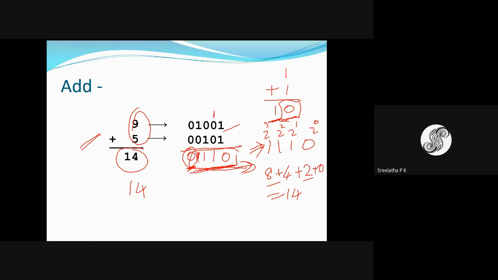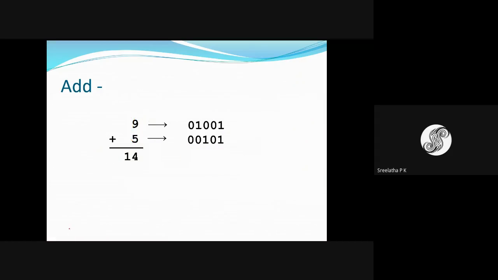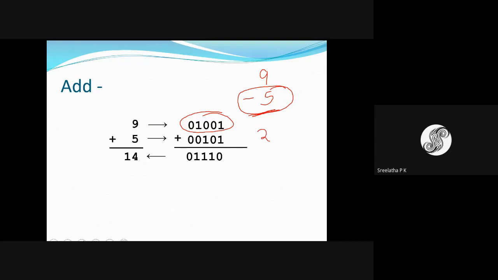So when it is a positive number, there is no problem. It is just direct addition. Now when it is a negative number, suppose it is 9 minus 5, I can write 9 as usual. When it is a negative number, minus 5, you have to find its 2's complement and then add. So 9 plus minus 5. I have to find the 2's complement of this and then add with 9.